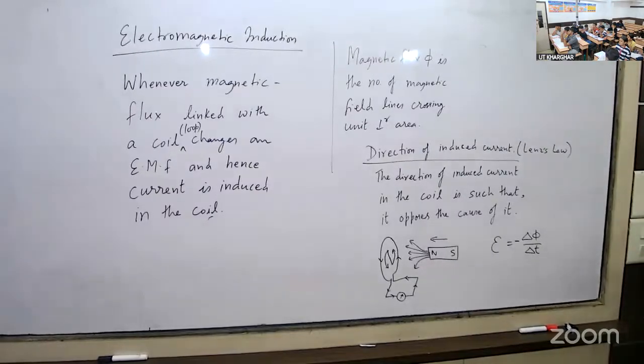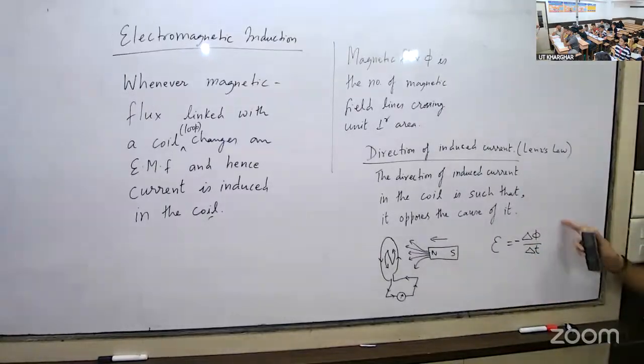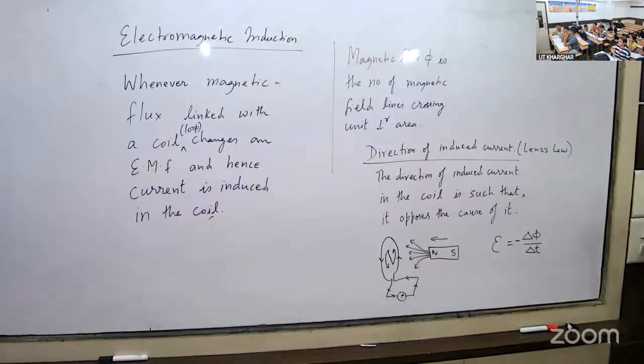Okay? So if I do this fast, the induced current will be more. The magnitude is more because of this. And this anyway will give the direction. So now tell me, which pole is developed? You have to tell me what is the pole getting developed here. So this is north pole coming here.